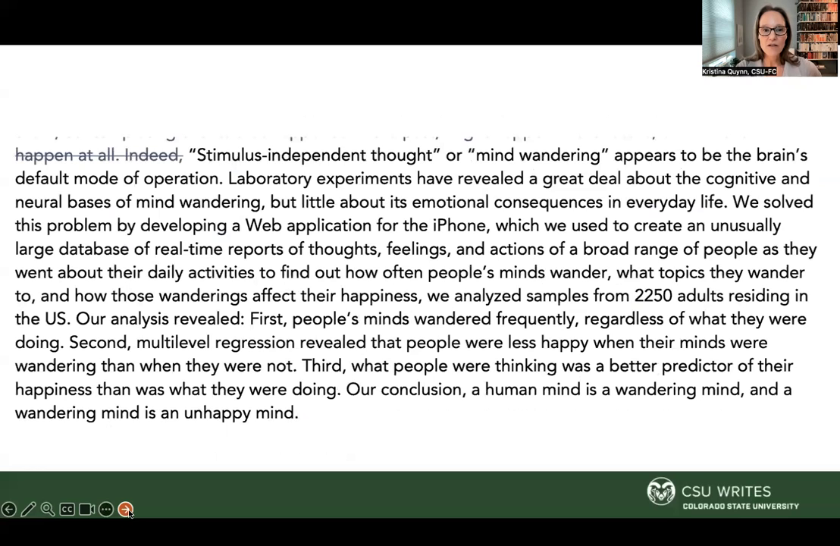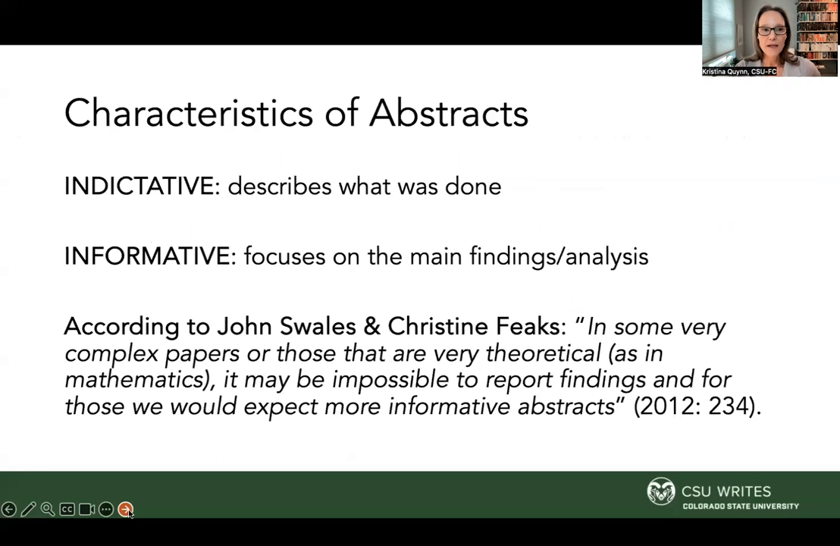And I'm not going to go through all of it again, but in the characteristics of abstracts, you can have indicative abstracts that describe what was done and informative abstracts that focus on the main findings or analysis. And so this one is really more like what it is that they did, and then there's some informative at the end, but it includes what it is that they've done.